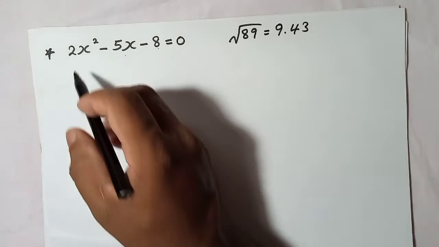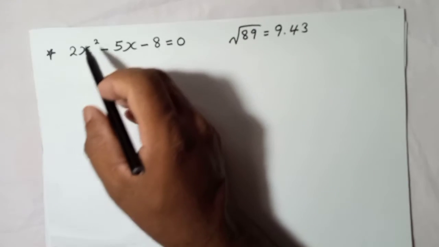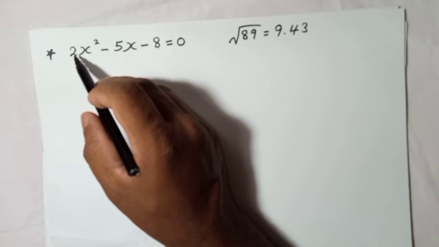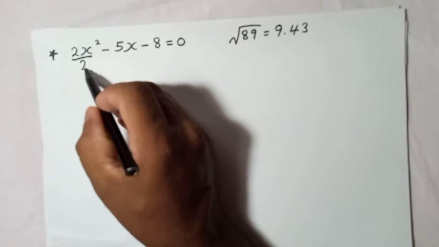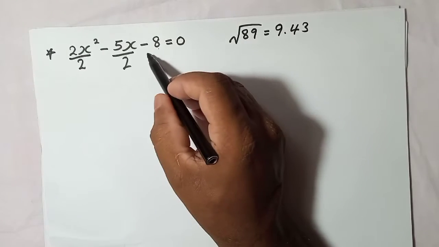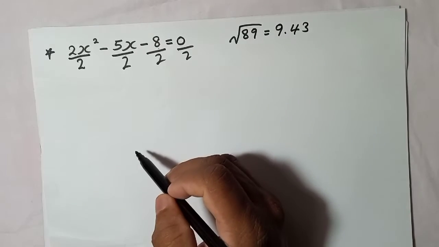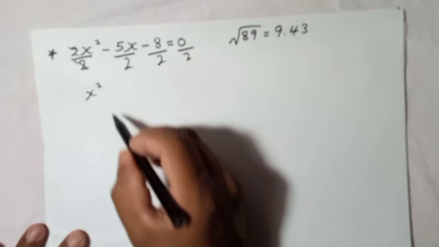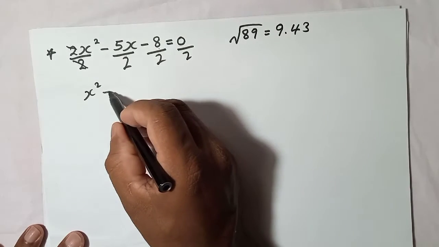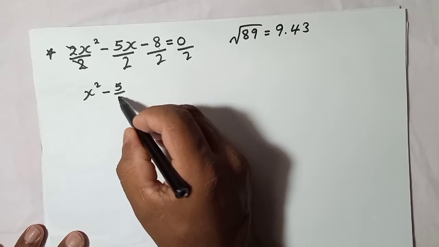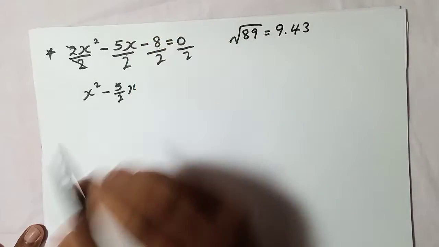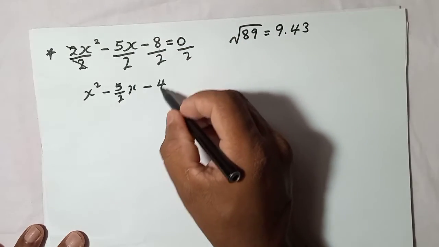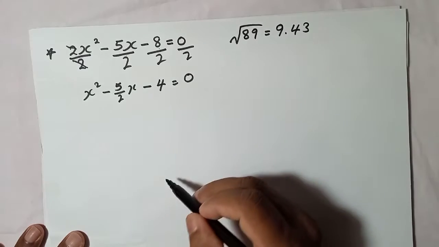Okay, now what we need to do here is get the x square coefficient as 1, right? So I will divide all the terms by 2. Here x square, and I will not get a decimal answer, so I will keep it as a fraction, 5 divided by 2, it's okay. Then minus 8 divided by 2, that means 4, and here will be 0, right?